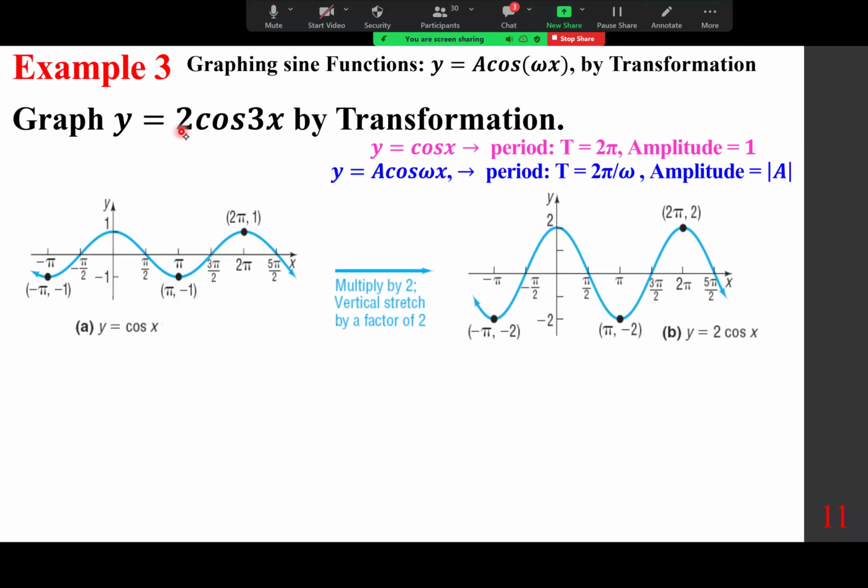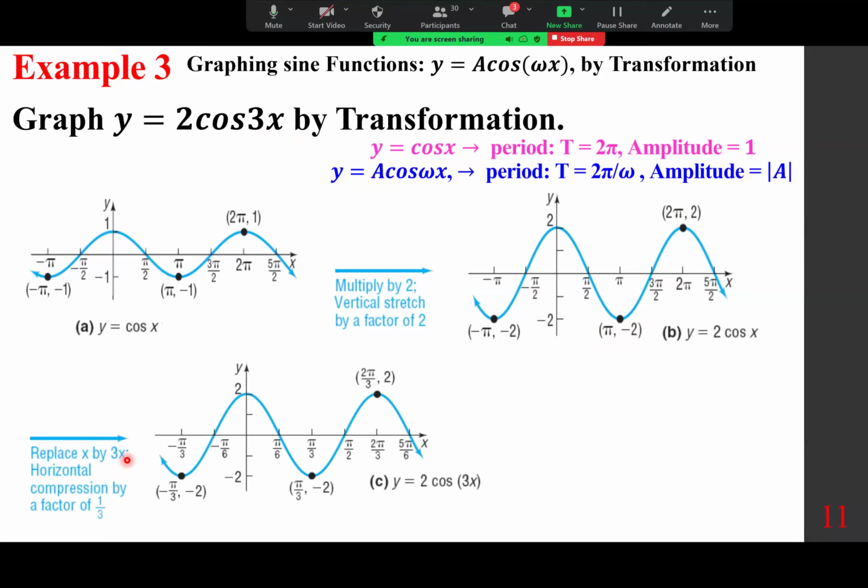Now we want to replace the x by 3x. That means compression along the x-axis by 3, because T is 2 pi divided by omega. Omega is 3. So just before I show you, this one doesn't change, but this one now, we are dividing it by omega: pi divided by 3, comma -2, as an example. 2 pi divided by 3, comma +2. So replace x by 3x. There's a horizontal compression by a factor of 1/3.